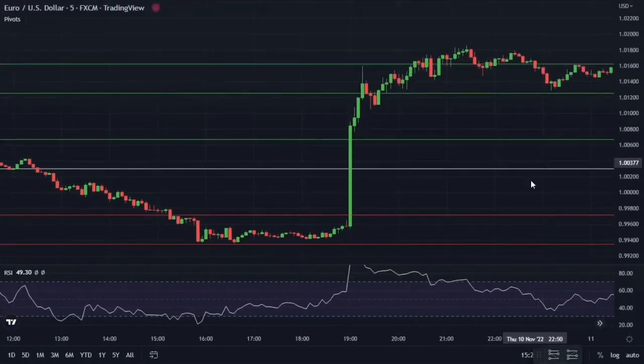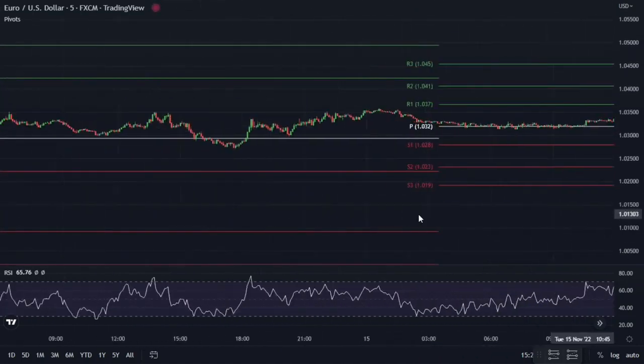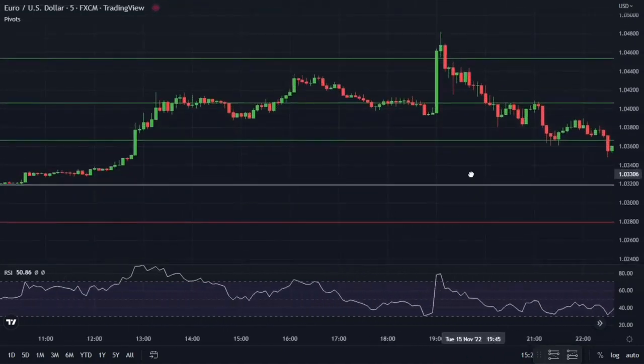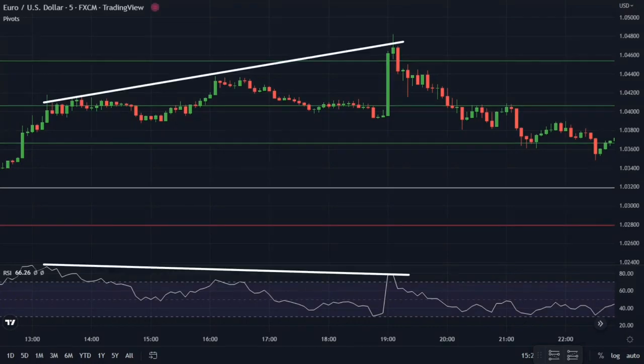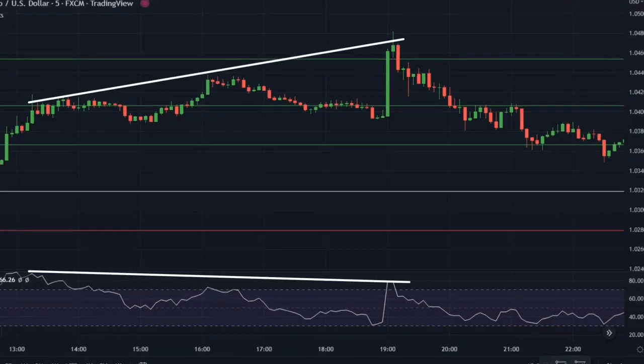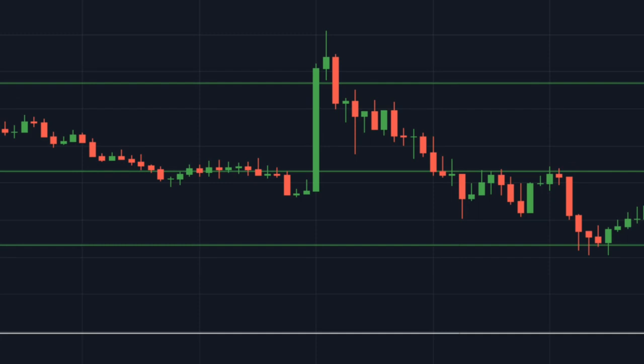Let's look at some examples. As may be seen here, a bearish divergence was formed here at the pivot point R3. And the price declines back below the R3, indicating that the sellers are in control. We will open a short order at the open of the next candle.